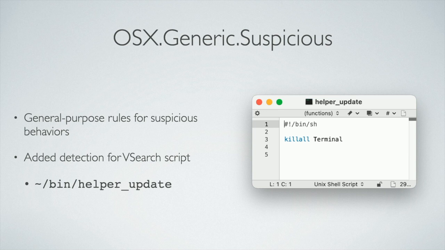And so in this case, what we added to it this year was a new version of vSearch, also known as Purit, or however you say it, in the Windows world. And it added this script called helper update in the user's bin folder, which I don't know if anybody else in here has ever seen a bin folder in the user home folder. I haven't. So we put in a sort of generic rule for this because it is kind of suspicious, and all it has in there is kill all terminal, which is pretty suspicious.